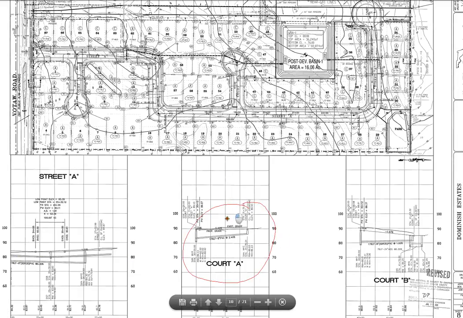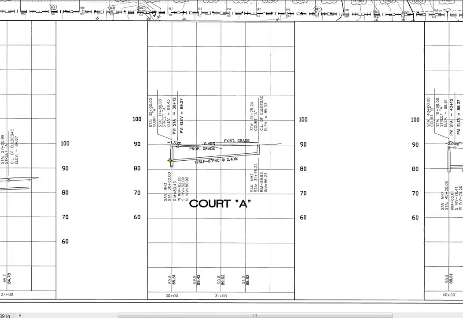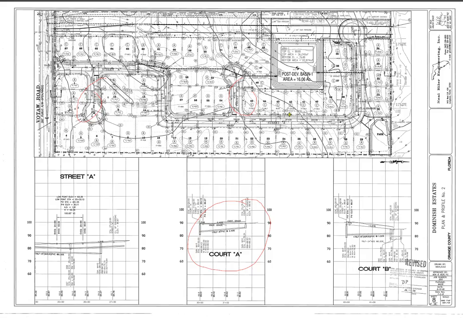You have a plan and profile for each of the cul-de-sacs also. So you'll have court A and court B. And in each of those, again, it shows you the sewer, the storm, and the water that is located on these roadways. Okay? Now, we will be doing a plan and profile sheet for our project also. Notice the other thing in here is the basin information for the pond, the discharge information. Okay? That's it for this video, and this is about plan and profile sheets.